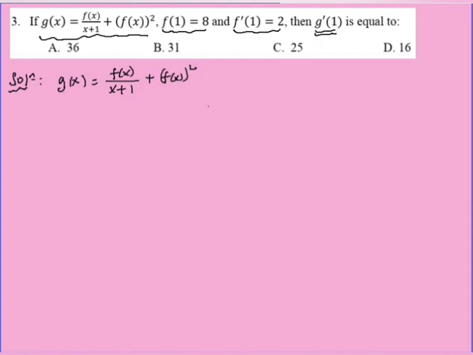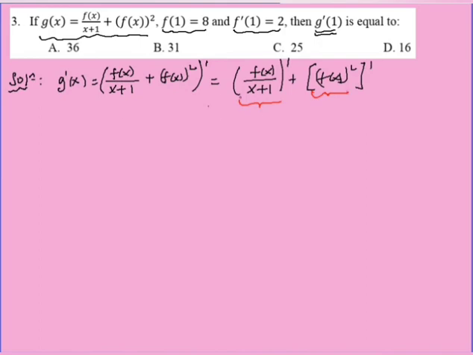So to find the derivative of the function g, we take the derivative on both sides, which is the derivative of f of x over x plus 1 plus the derivative of f of x the whole square. So on this part we will apply the quotient rule for derivative, and for this part we will use the product rule for derivative.